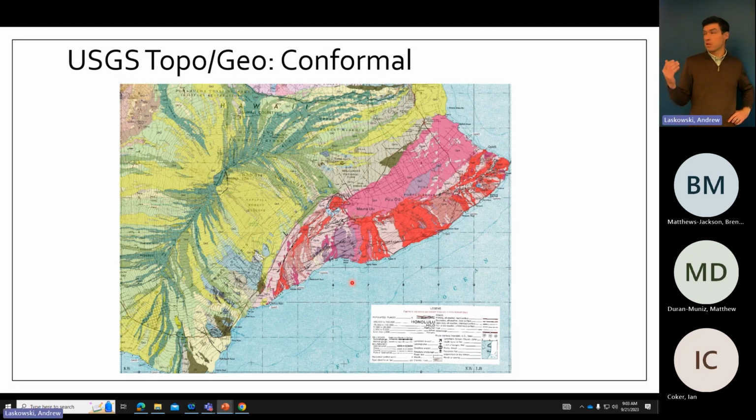USGS maps use conformal projections because typically they are covering a smaller area, or using a larger map scale. This is a map of the Big Island of Hawaii, and we want our coastlines to have the same orientations and shapes in reality as they do on our maps.